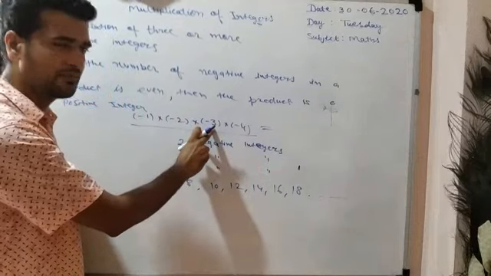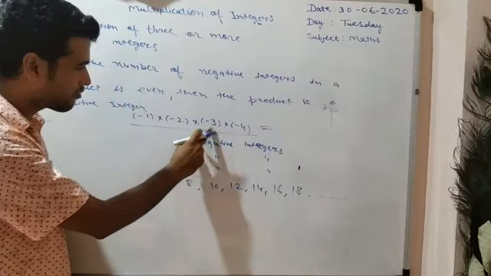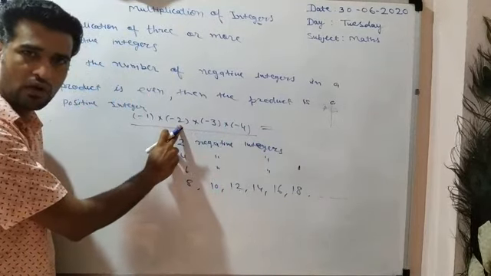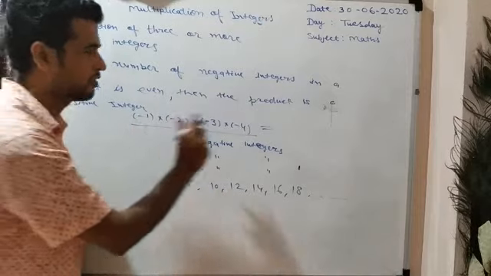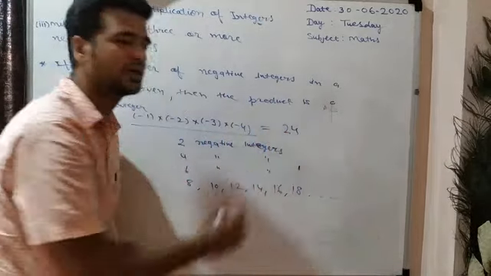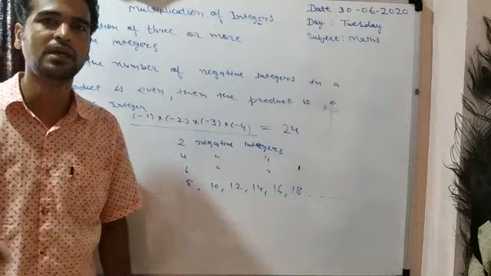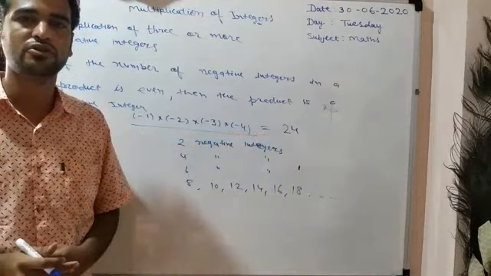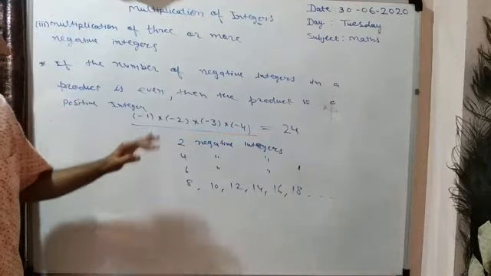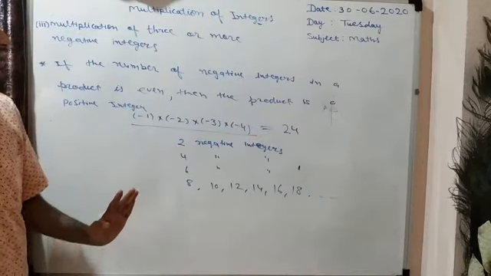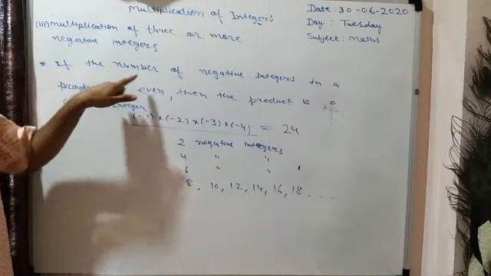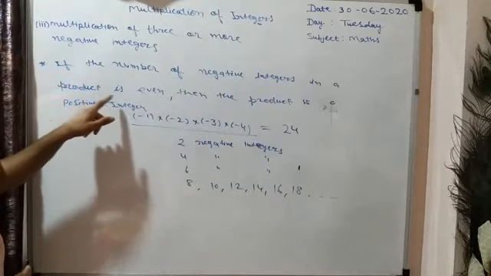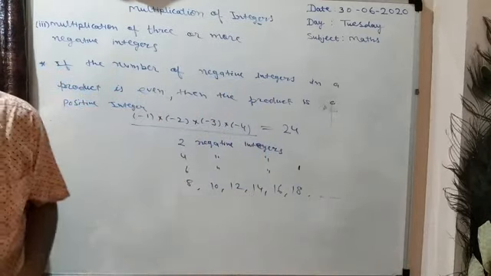4 3s are 12, 12 2s are 24, and 24 1s are 24. So directly we can write 24, and that 24 should be a positive integer. The sign of this 24 should be positive. So this is the conclusion: if the number of negative integers in a product is even, the answer should be positive.